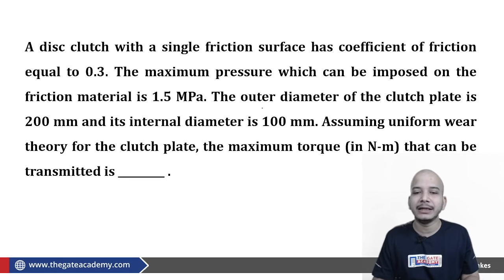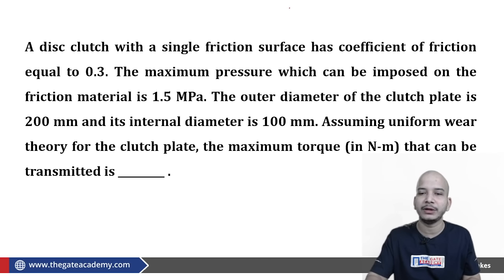A disc clutch with a single friction surface has a coefficient of friction equal to 0.3. Mu is provided as 0.3. The maximum pressure that can be imposed, P, is told as 1.5.